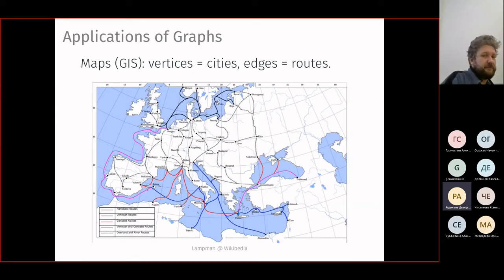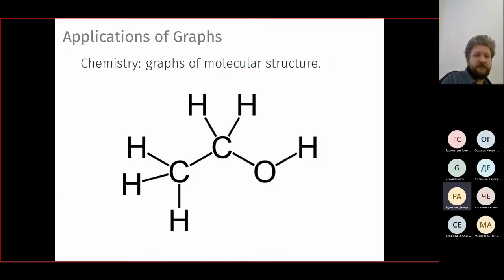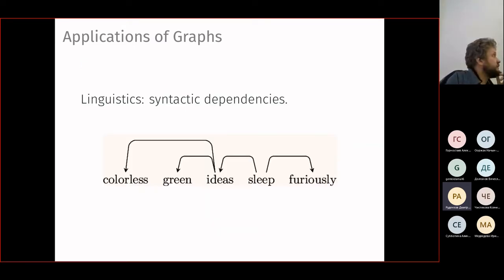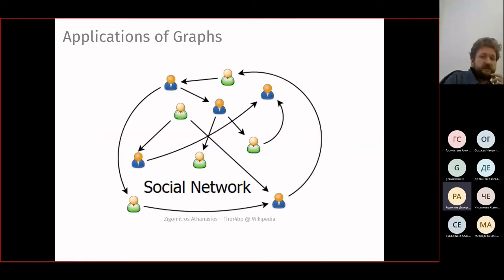And graphs are virtually everywhere. So applications of graphs: you have maps or geographical information systems where vertices are some cities or some places and edges are routes. In chemistry, say graphs of molecular structure, organic chemistry. Internet, network topologies, like geographical information systems, but these are not physical routes, they are just connections between computers in the network. In linguistics, syntactic dependencies, syntactic structures are modeled by graph theoretic means.